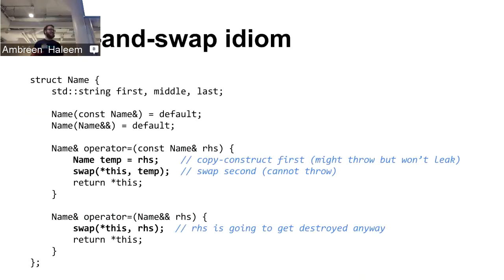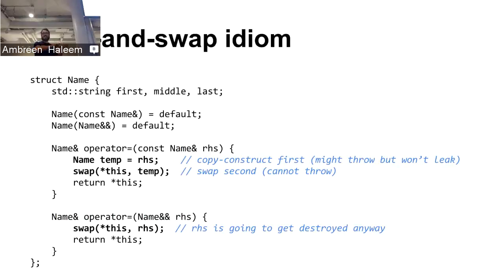The way we're going to do this is we're going to steal the guts of the right-hand side, and we're going to put them in the place of the guts of the left-hand side. The problem is we now have the left-hand side's guts, and we don't know what to do with them. We have to either put them somewhere or destroy them. We could destroy them. That's a little expensive, and how do we do that? We'd have to write a cleanup function that was called from both here and the destructor, I guess.